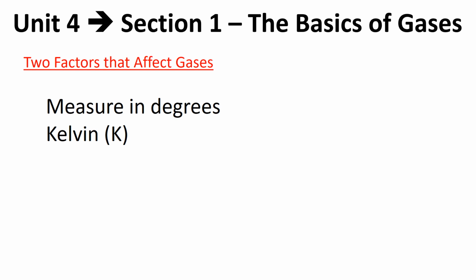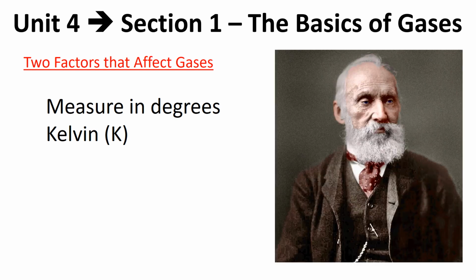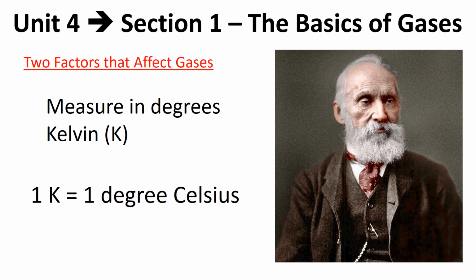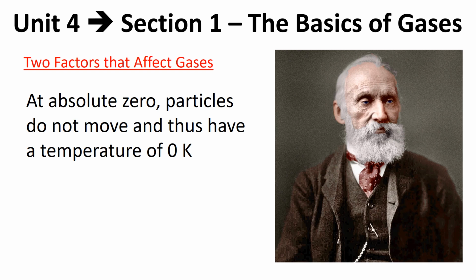So temperature is going to be measured in degrees Kelvin. That's this guy. So Kelvin is the new temperature scale. Now the good part is that 1 Kelvin is equal to 1 degree Celsius. They just sort of have different starting points. So absolute zero. At absolute zero, particles do not move and thus have a temperature of 0 Kelvin. So you cannot have a temperature lower than absolute zero. The lowest temperature out there is 0 degrees Kelvin, or 0 Kelvin. Now, at 0 Kelvin, you would technically have a temperature of negative 273.15 degrees Celsius. So again, that is the coldest Celsius temperature you can have. It cannot get any colder.